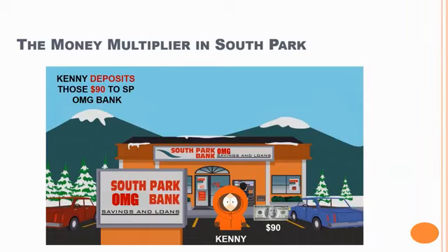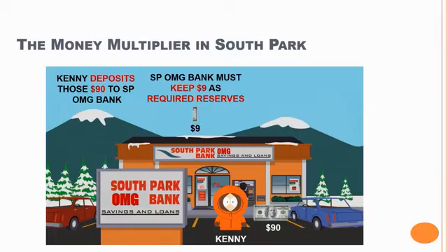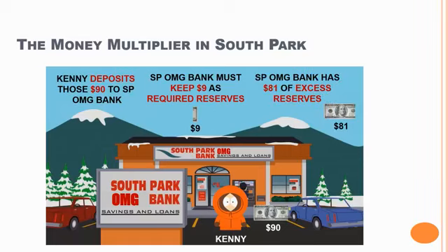So just for simplicity, let's just imagine that it's a different bank, but it could be the same as Stan's bank. It doesn't matter. But okay, let's call that South Park OMG Bank. And Kenny is going to deposit those $90. And same thing, he is going to transform that into a demand deposit. Same thing, South Park OMG Bank must keep 10% as required reserve, so that's going to be $9, and the remaining $81 are going to be part of excess reserves, which means that South Park OMG Bank now has some money available to be lent out.